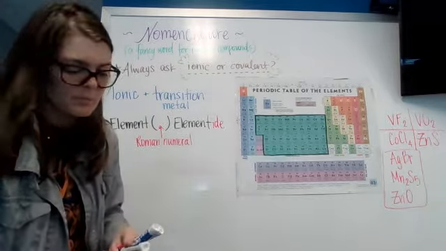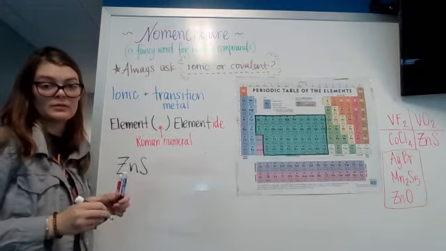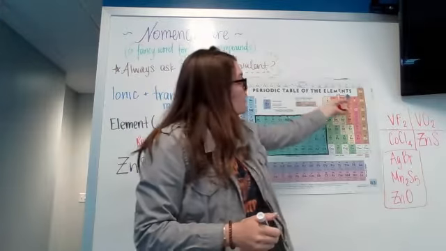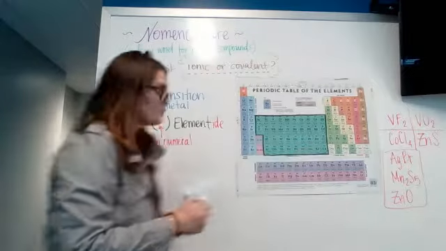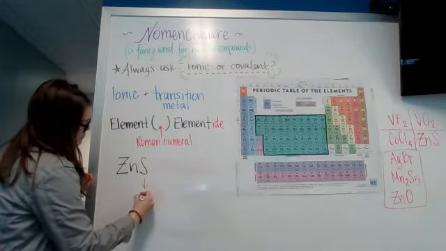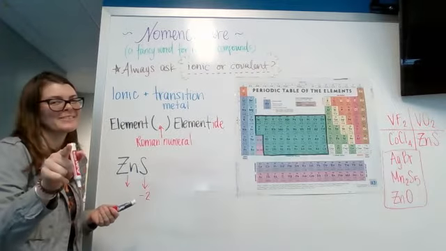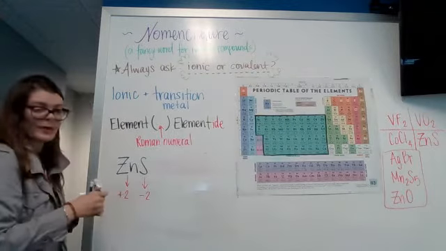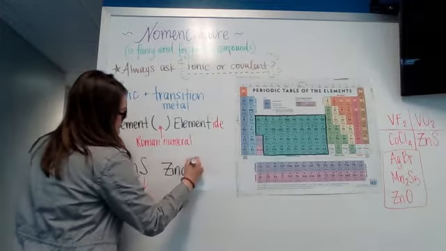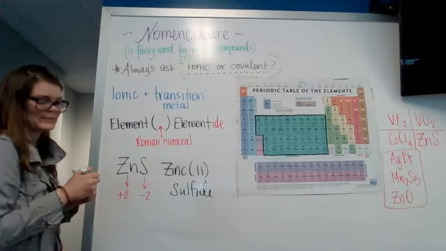Okay, so another example that's going to look like that is ZnS. Okay, so I have one S, okay, the charge of S is -2, so I know that that's -2, which means this Zn needs to be +2, okay, so because of that, we then know that the name is going to be zinc 2 sulfide. Zinc 2 sulfide.